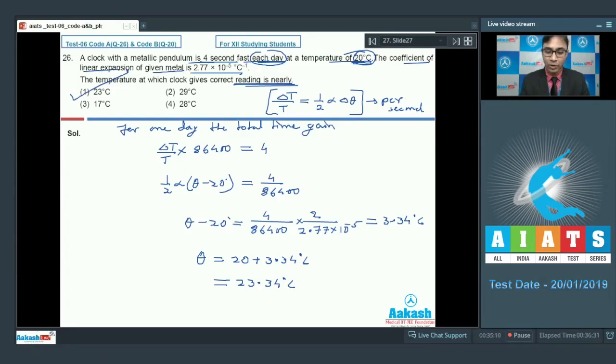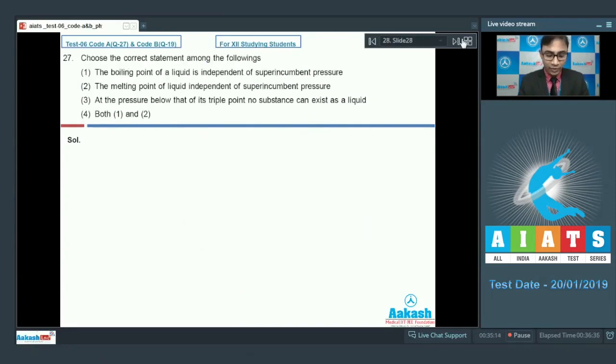Now let's move to question number 27. It says, choose the correct statement among the following. So the first statement says that the boiling point of a liquid is independent of superincumbent pressure. Superincumbent pressure is the pressure from above. Whatever pressure you apply on the liquid from above is called superincumbent pressure.